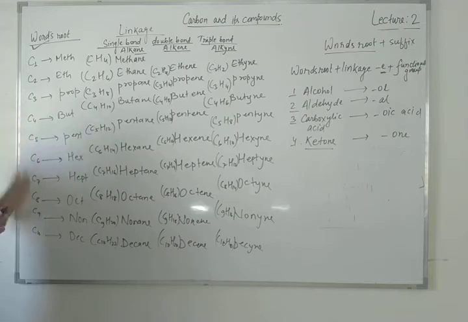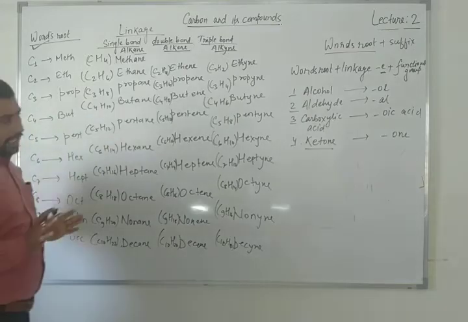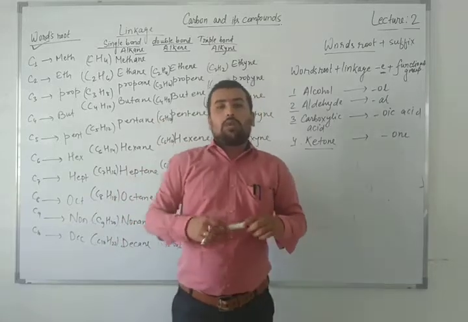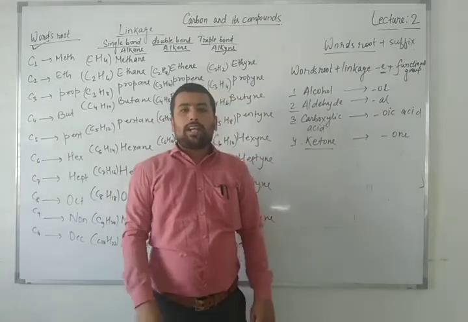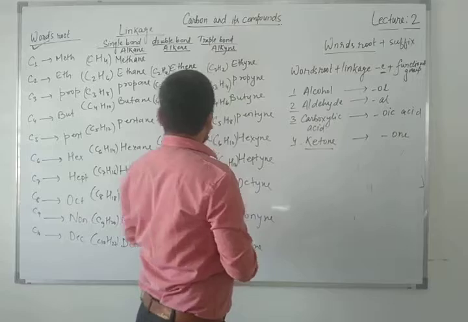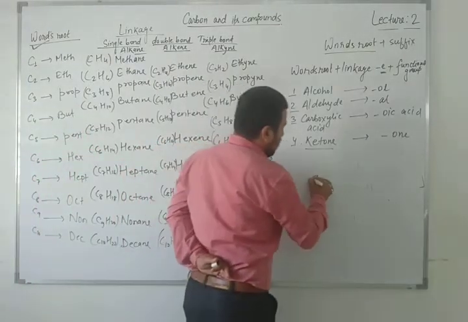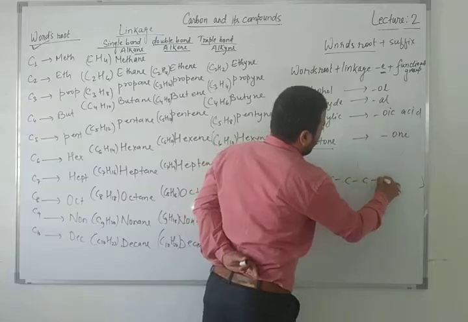Methane, ethane, propane, butane, pentane. One by one you have to take each and every one. If anybody asks you, what is the chemical formula of pentanone? Pentanone: pent means how many carbons? 5 carbons. So first of all write the 5 carbons: 1, 2, 3, 4, 5.